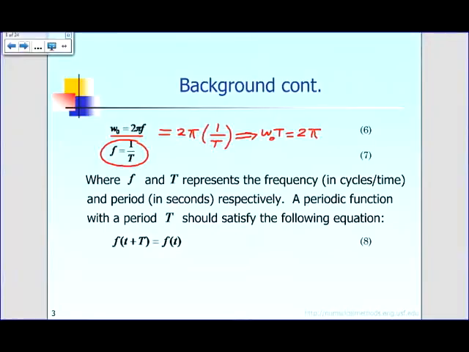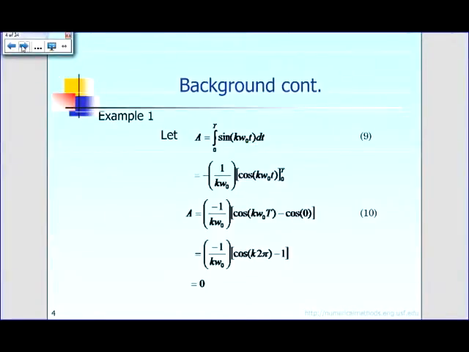Now let me give you some definition. A function is called a periodic function if it satisfies equation 8. And basically equation 8 says the function value at the time t should be equal to the function value at the time t plus capital T. Alright, in the next slide, I will go through some examples to help you understand better.